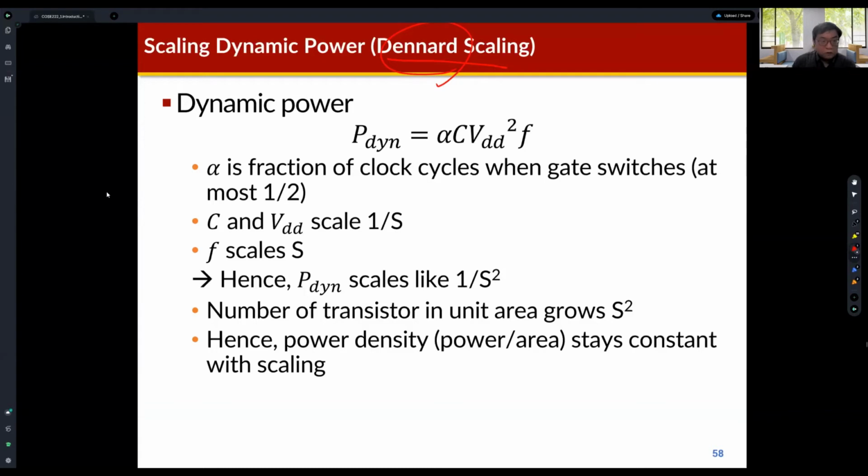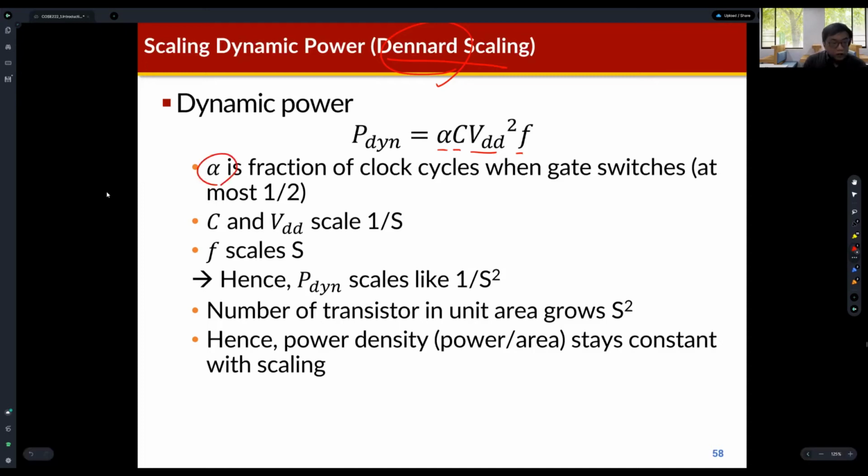So I will explain about the Dennard scaling because it's an important issue of current CPU design. So this is the equation of the dynamic power consumption, as I explained. P is alpha, the activity factor, and then C, the capacitive load, and then V square, the supply voltage squared, and then frequency. So this is the power consumption equation.